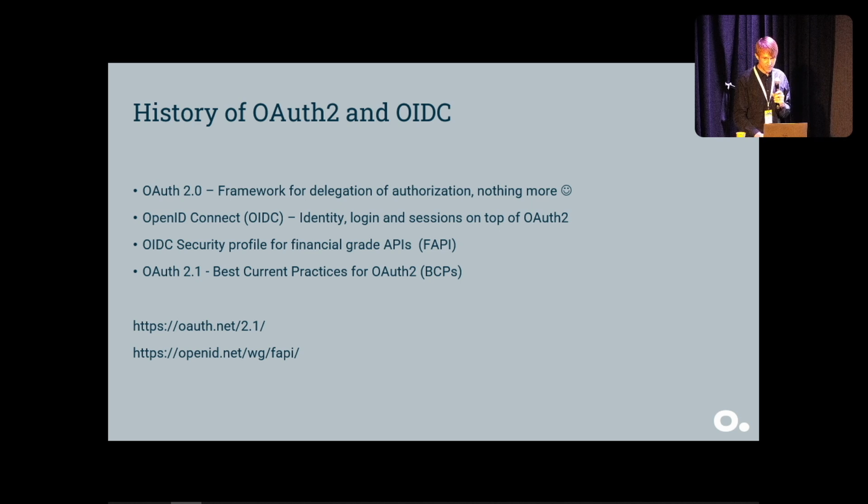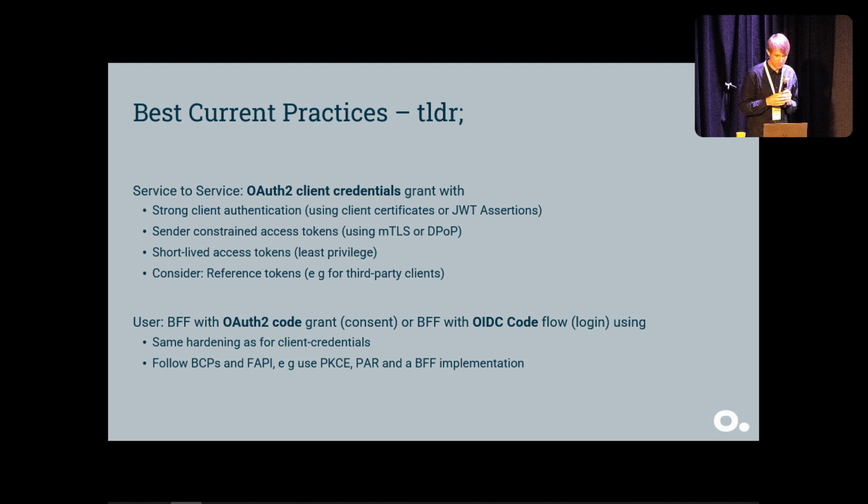So for this talk, I will give you a 2-minute version of how we do secure applications following those specs. The basic thing is that if you have service-to-service with no user interaction, then you use something called OAuth client credentials. And you strengthen that with strong client authentication, not just basic authentication for the client. Instead, you use mutual TLS or JWT assertions. We saw those earlier, the signed tokens that look almost like access tokens.